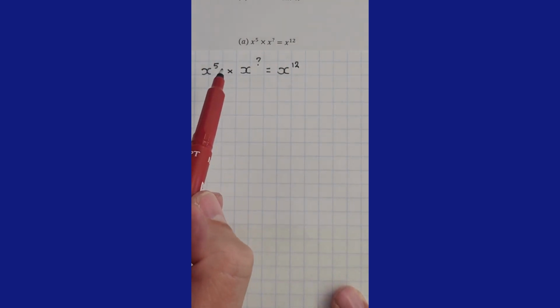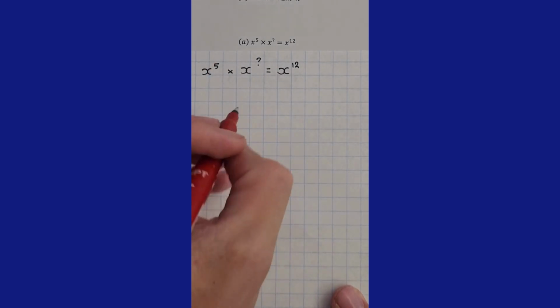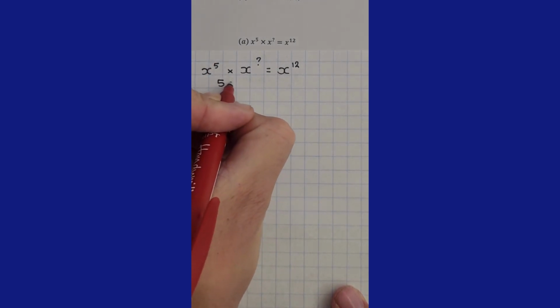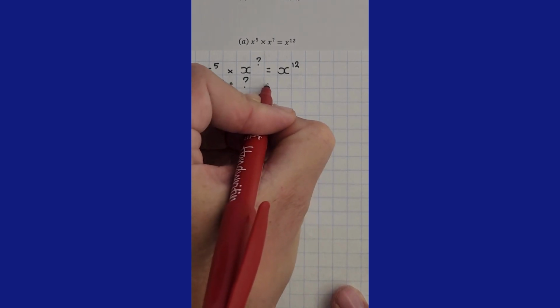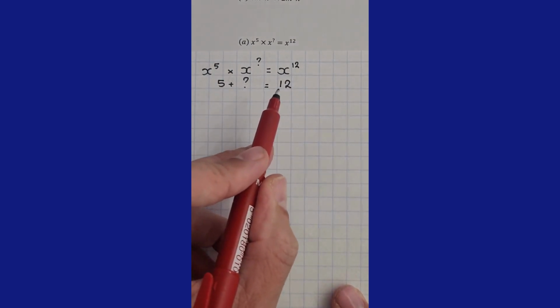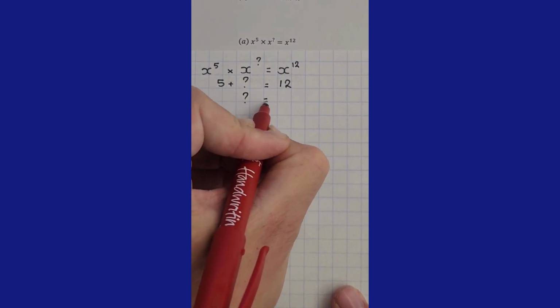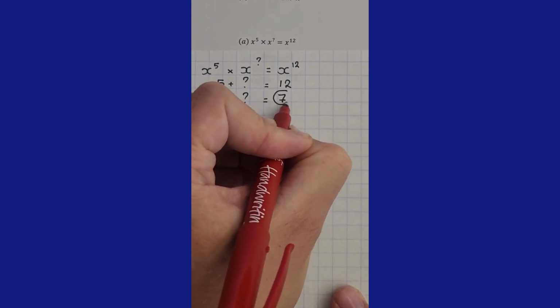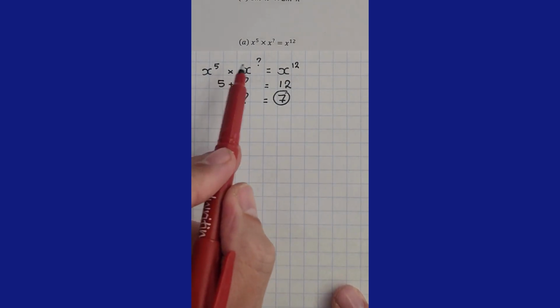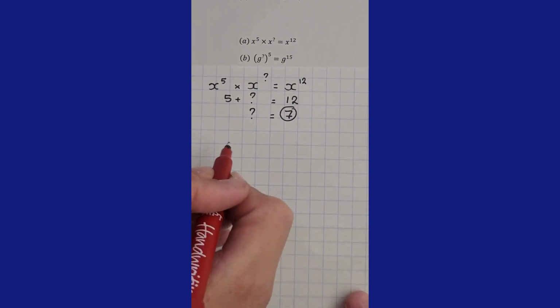Well, we know that you add the powers if you're multiplying. So effectively what that's saying is 5 plus this power gives me an answer of 12. Well, what do I add to 5 to get 12? Well, that's the same as doing 12 subtract 5. So my missing power, my question mark, has got to be 7, because 5 plus 7 would give me the power of 12.